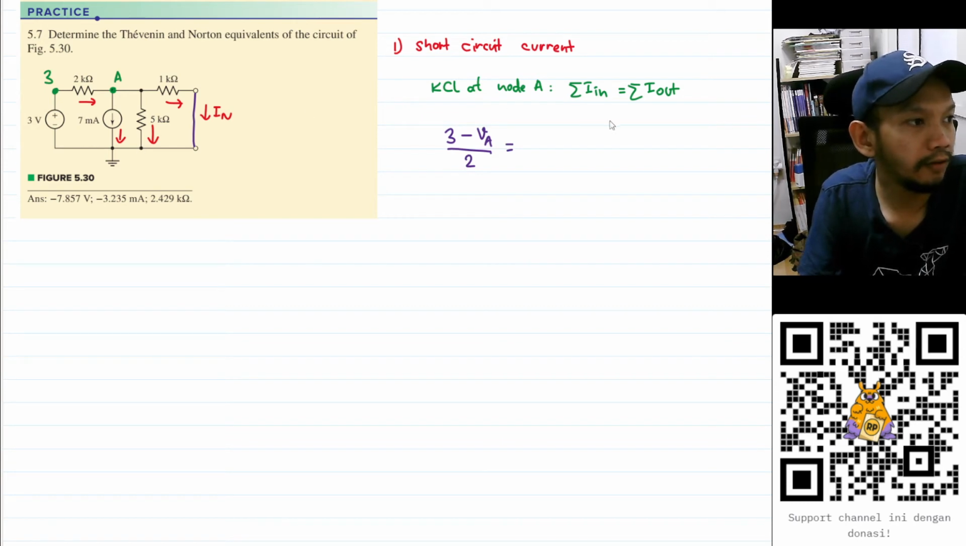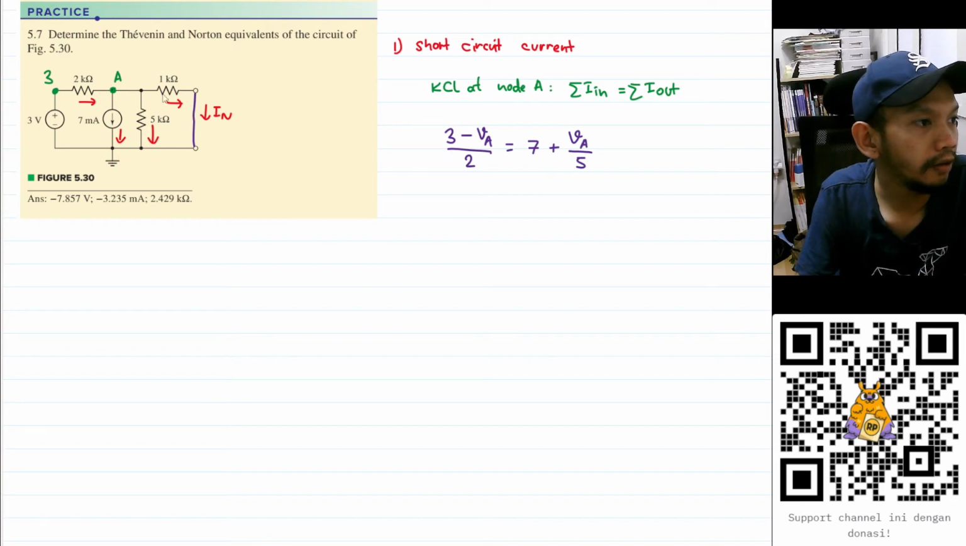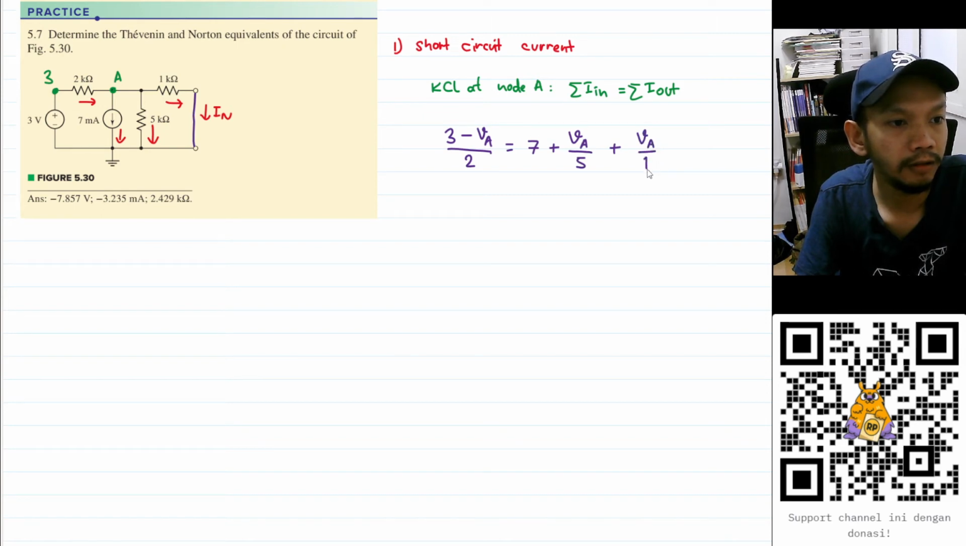Okay, and then the other currents are going out, so I just put the equal sign, and this one will be 7. Then this one here will be VA over 5, so I will have plus VA over 5, and then from here I will have plus VA over 1.